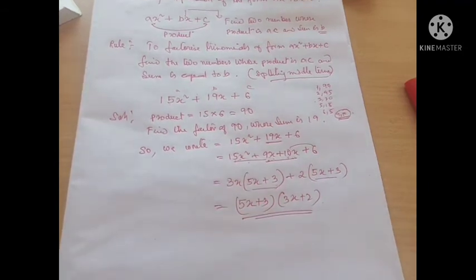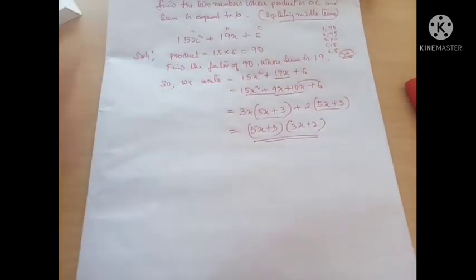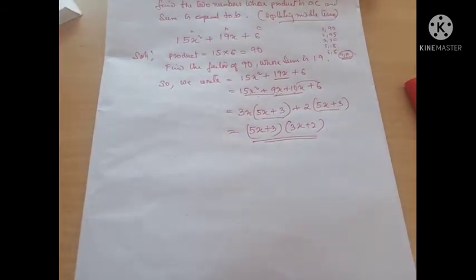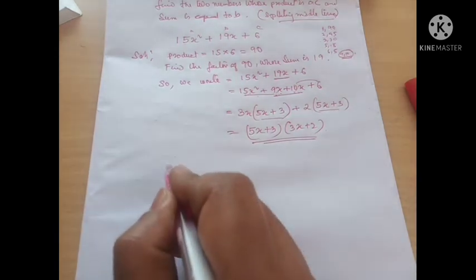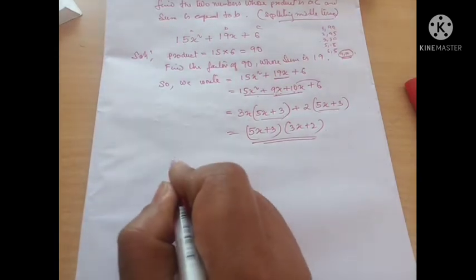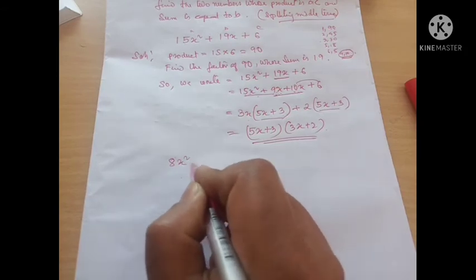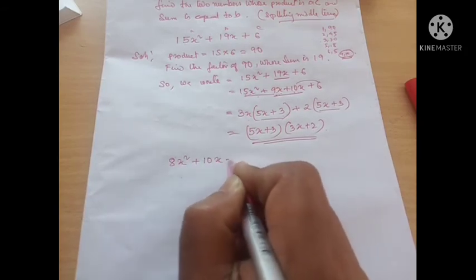This method, we call it splitting the middle terms. By splitting the middle term also, we can find the prime factorization of any given numbers. Now, let's take another example, which has the negative sign. 8x squared plus 10x minus 3.